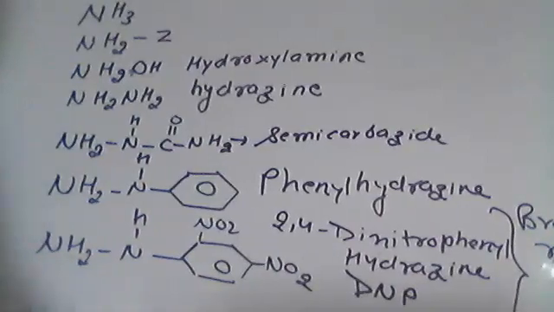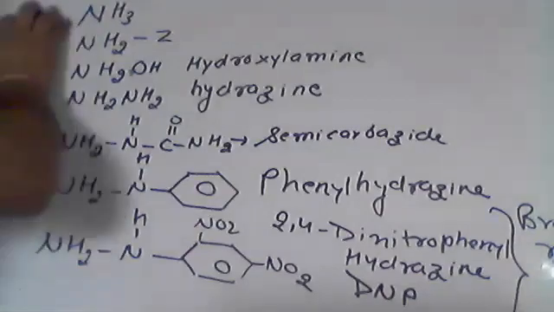So these are ammonia and its derivatives. You must have the names in mind. Then we are going to discuss the reaction. So we have hydroxylamine, hydrazine, semicarbazide, phenylhydrazine, dinitrophenylhydrazine, DNP, that we call Brady's reagent. Now let me start.